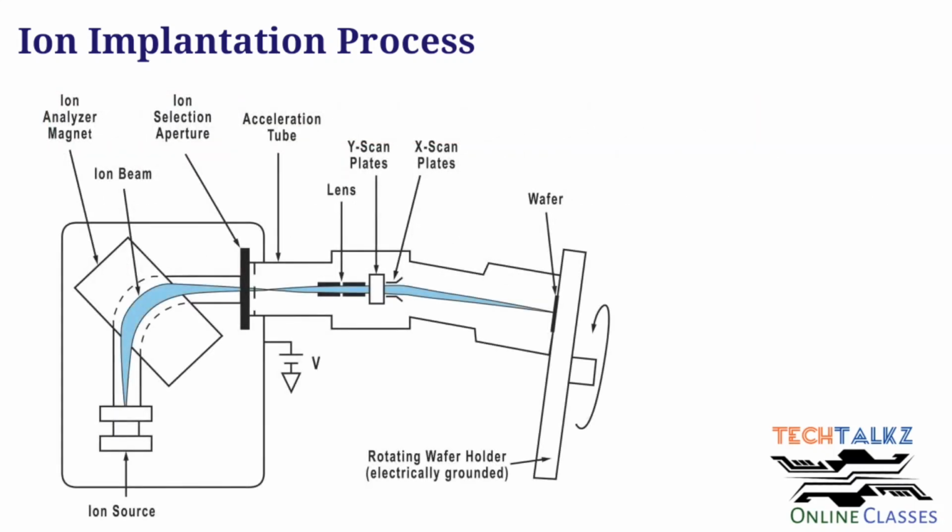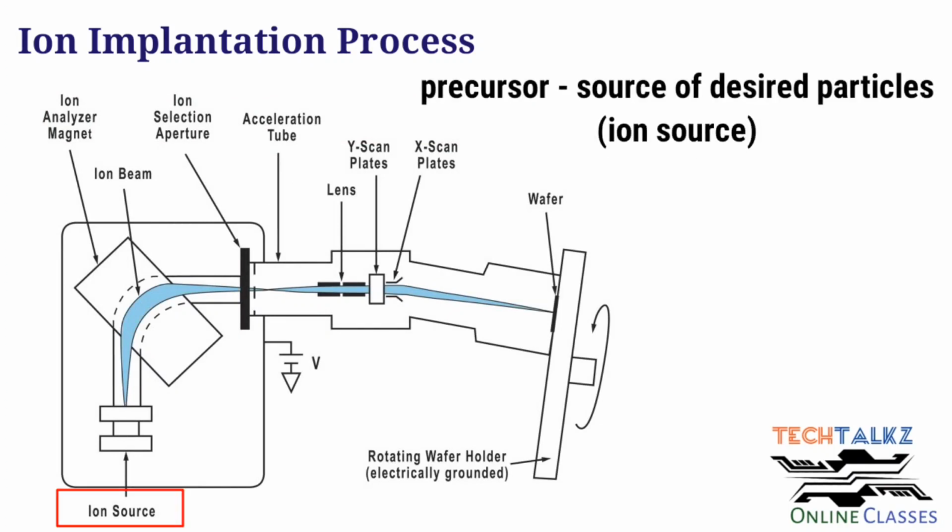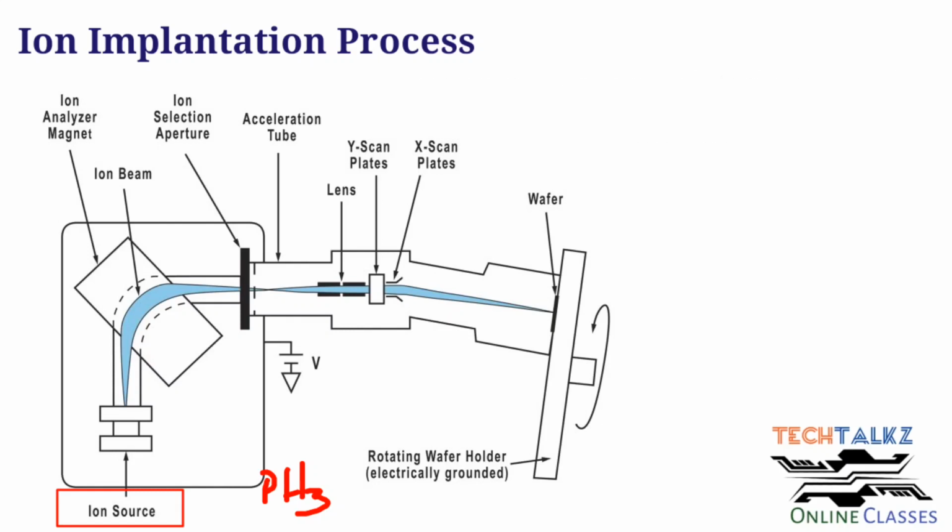Now we can see the basic working principle of an ion implantation system. See the figure. There will be a precursor, that is the ion source. Consider we want to implant phosphorus onto the silicon substrate. So we can take the phosphorus gas, that is phosphine, as the ion source. When you ionize PH3, we will get phosphorus and hydrogen ions. Actually we need only these phosphorus ions, not the hydrogen ions. So we need to remove these unwanted hydrogen ions.